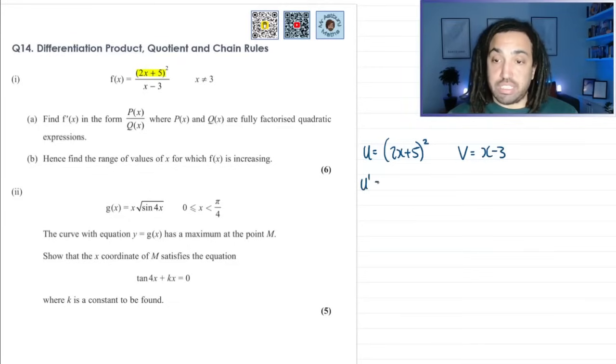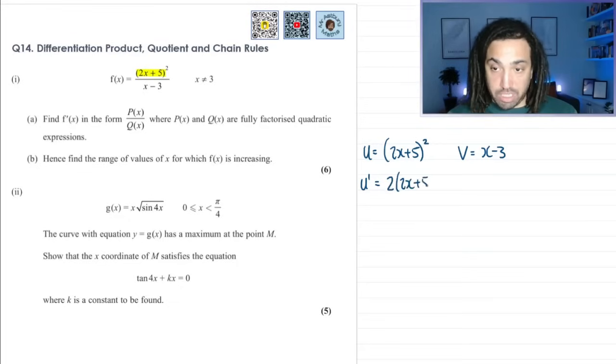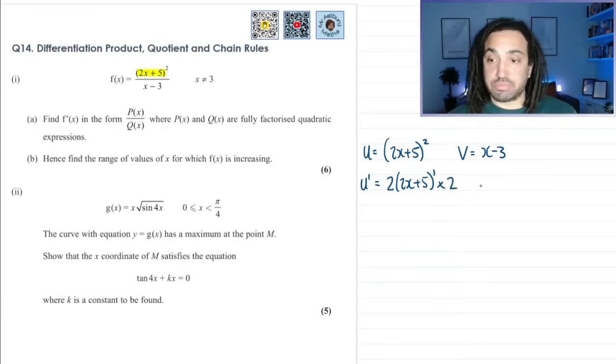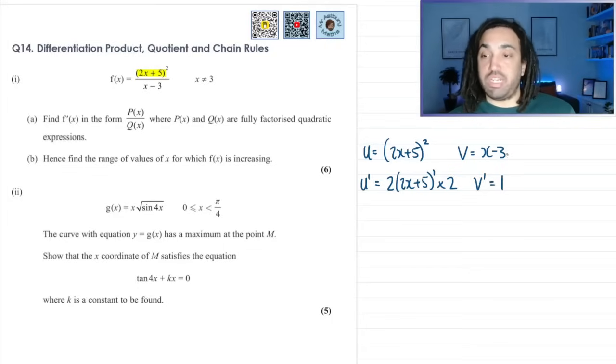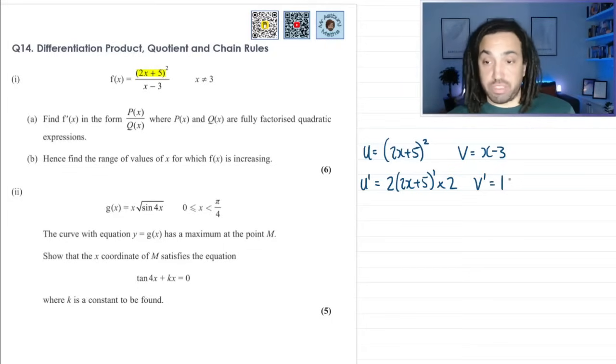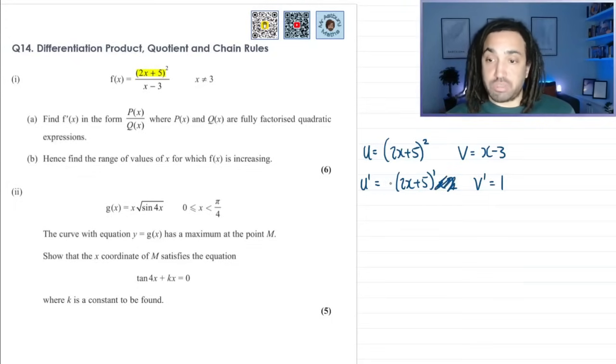We're going to find du by dx, so use the chain rule. The 2 is going to come down to the front. We're going to drop the power down by 1, and we're going to times by the derivative of the bracket, which is 2. And then v dash is just 1 because x differentiates to 1, and minus 3 is a constant, that differentiates to 0. Okay, so tidying this up a little bit, 2 times 2 is 4, so we can just write it as 4 lots of this bracket, and of course we don't need to write the 1 there either. Okay, perfect.